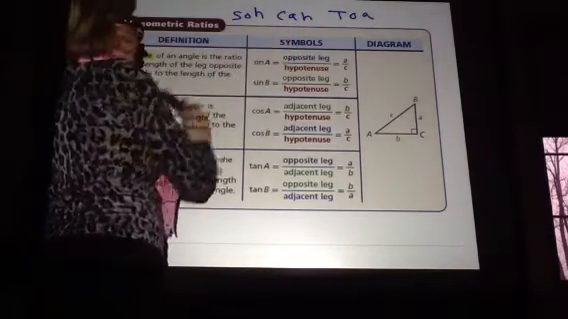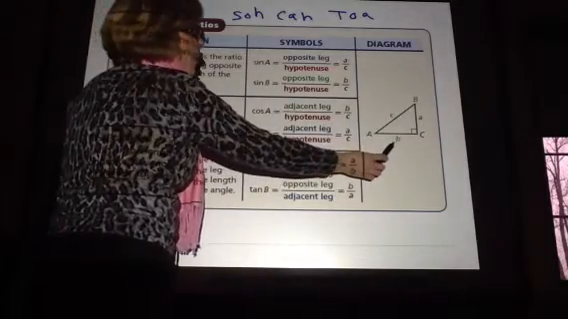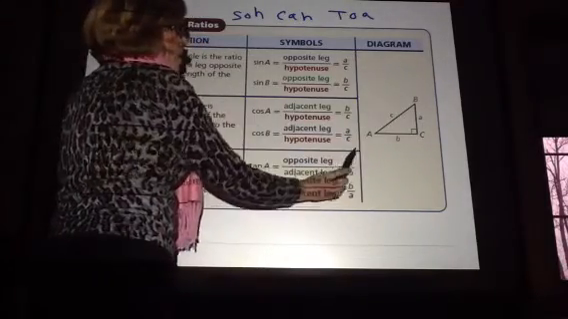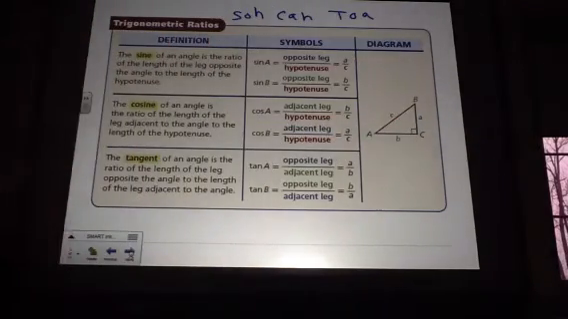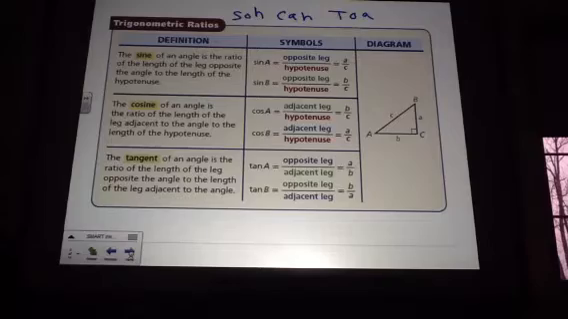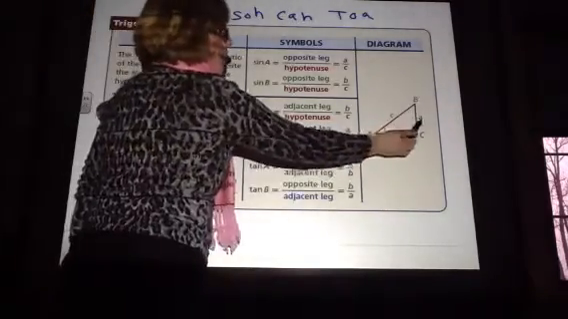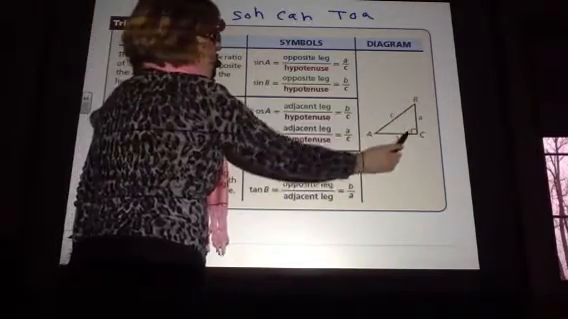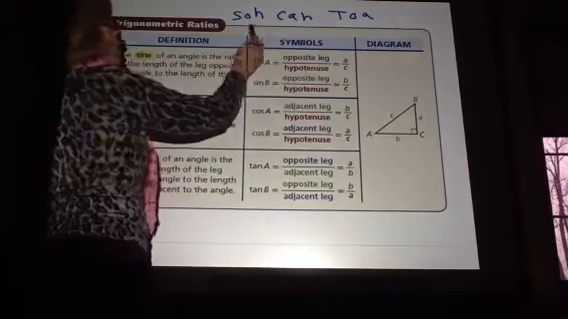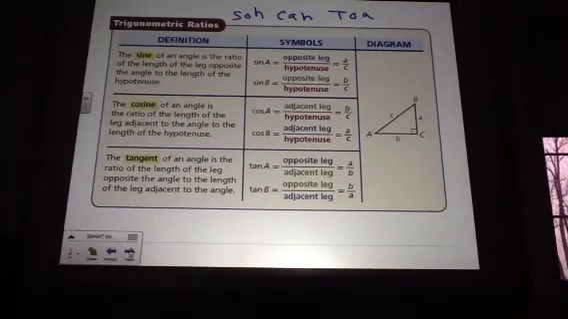Cosine, adjacent over hypotenuse. Cosine of A, adjacent, B over C. Cosine of B, adjacent, A over C. Tangent is opposite over adjacent. Tangent of A, opposite over adjacent. Tangent of B, opposite over adjacent. SOHCAHTOA is just an acronym to help you memorize the trig ratios.